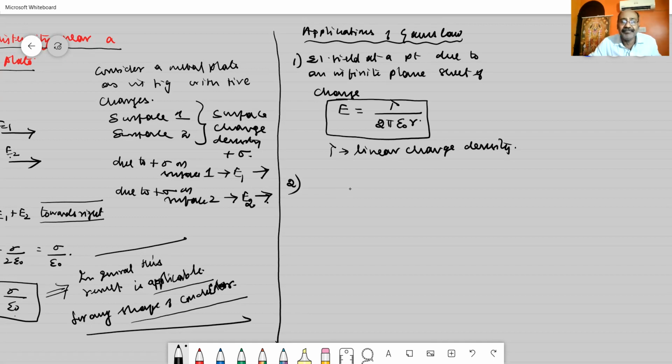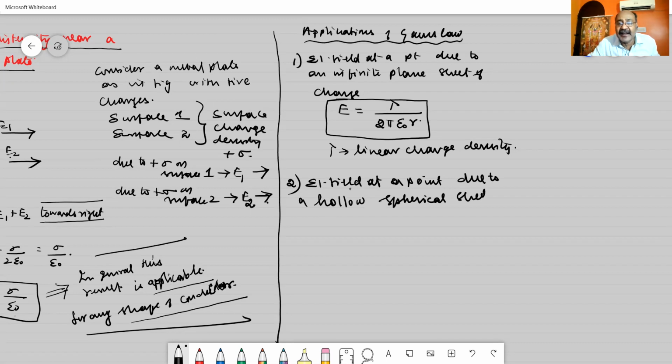The second one is the electrical field at a point due to a hollow spherical shell.